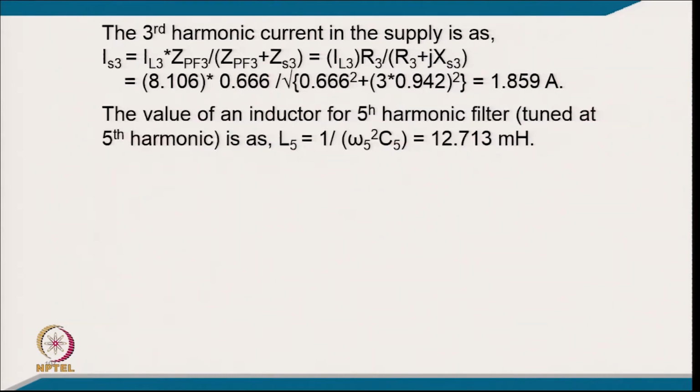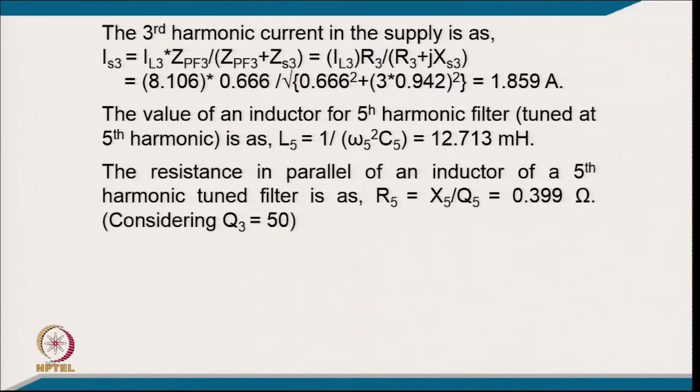The value of the inductor for the fifth harmonic, tuned at the fifth harmonic, is L5, that is 1 upon omega 5 square into C5. So, it comes 12.713 millihenry, and the resistance of the inductor of the fifth harmonic filter is R5 equal to X5 by Q5 from the quality factor.